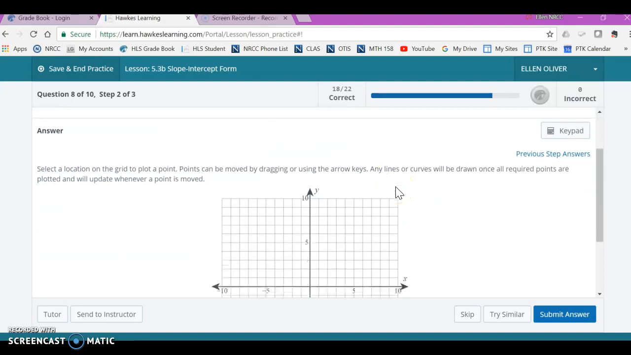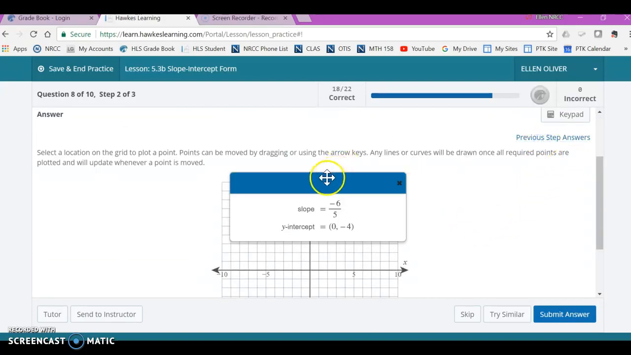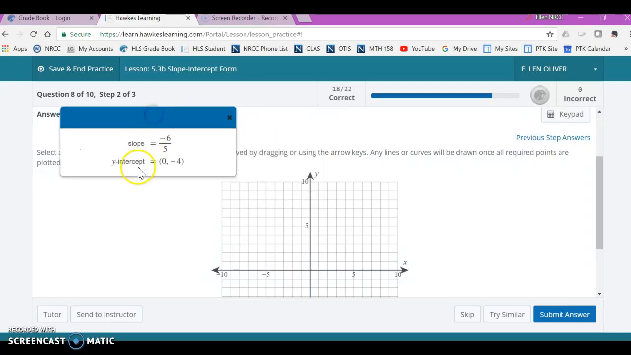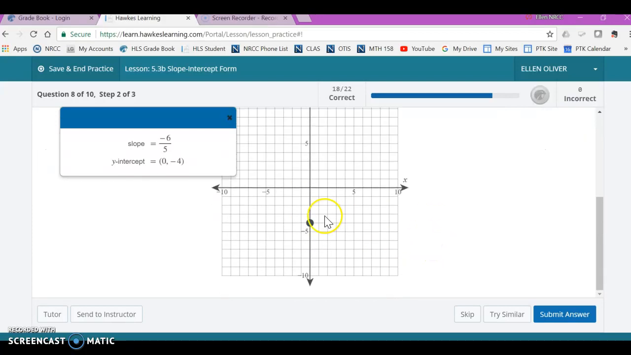Now I'm going to graph it. If I look at my previous step answer, I can do it from there. So my y-intercept is 0, negative 4, so that's right here. And from that point, I want to go down 6 to the right 5. So down 6 to the right 5. 1, 2, 3.